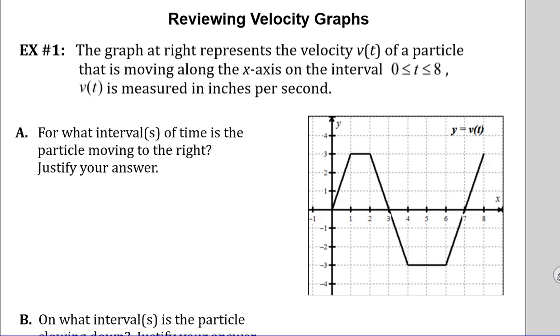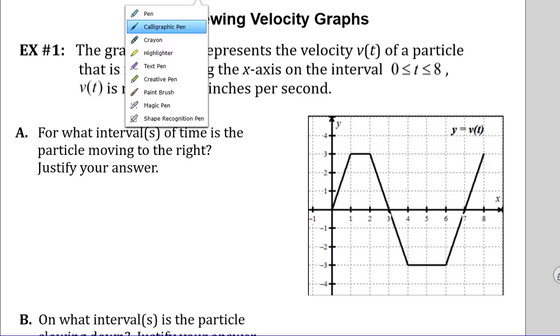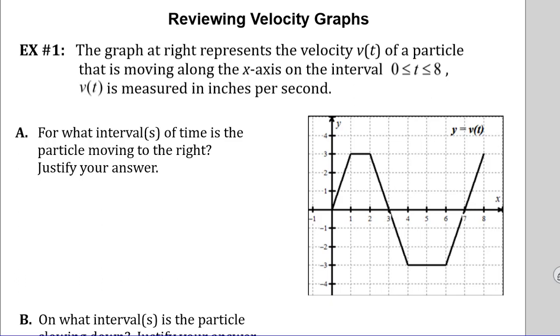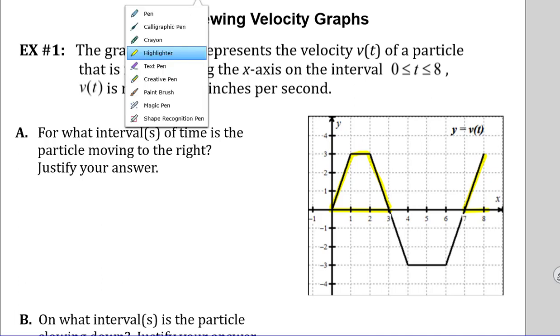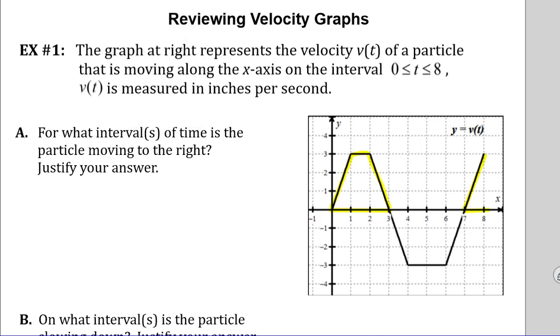Okay, so remember the difference between velocity and speed is that velocity has a direction, right? And when velocity is positive, we are moving to the right. So when I look at this picture, I see that my velocity is positive from 0 to 3, right? You can see we got positive velocity. It's all above the x-axis. And then again from 7 to 8, all right?